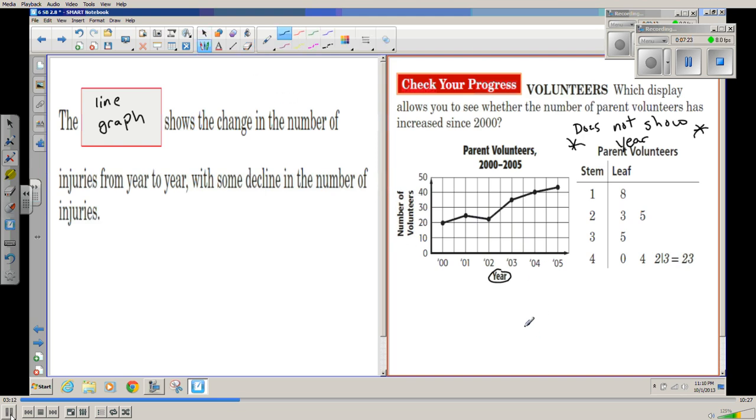So which display shows the number of parents has increased? You should say again that the line graph shows an increase.